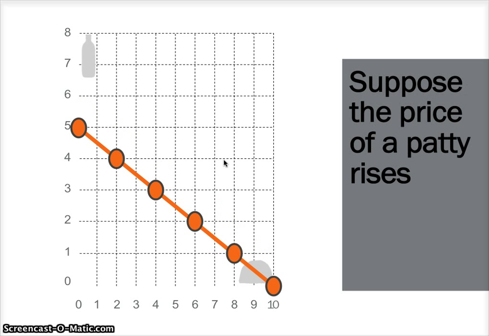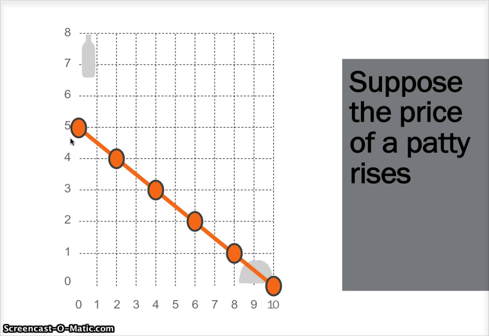Suppose the price of the patty rises. Now, if the price of the patty rises, it means that patties have become more expensive. What happened to beer? Nothing. Why? The price of beer did not change. So my $1,000, if spent on only beer, could still give me 5 beer. Only the price of patties is impacted.